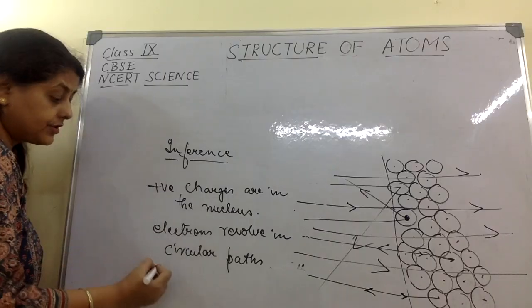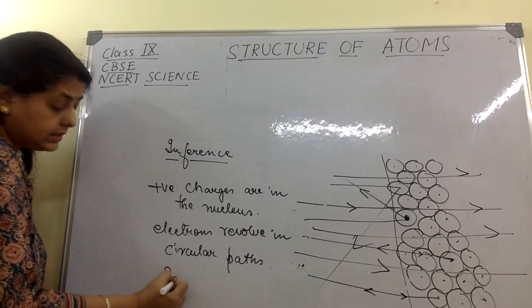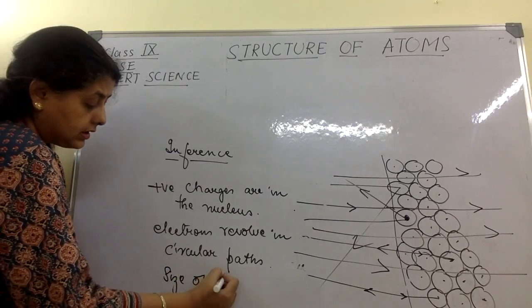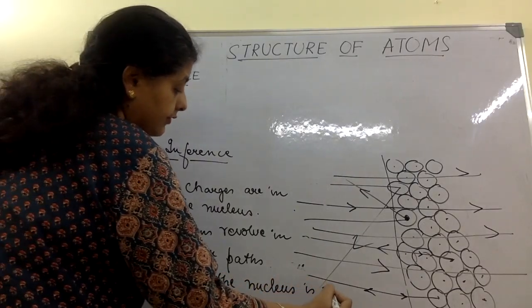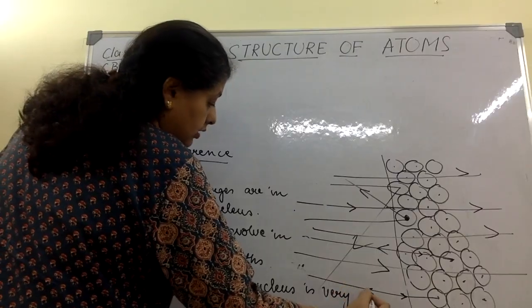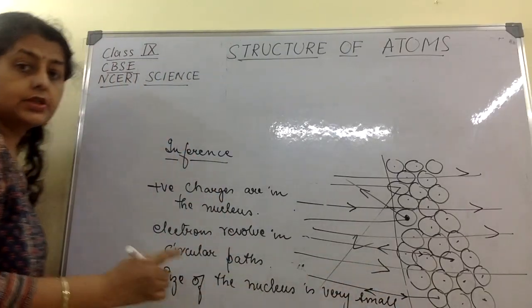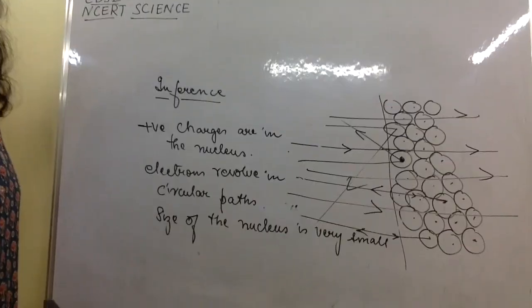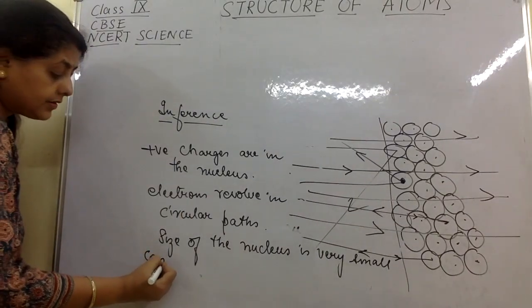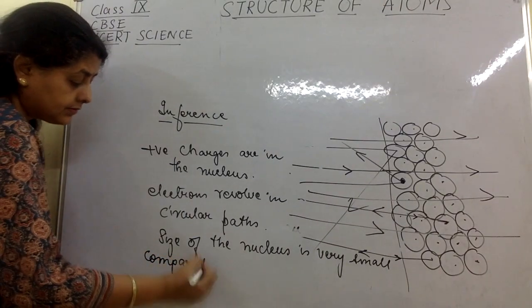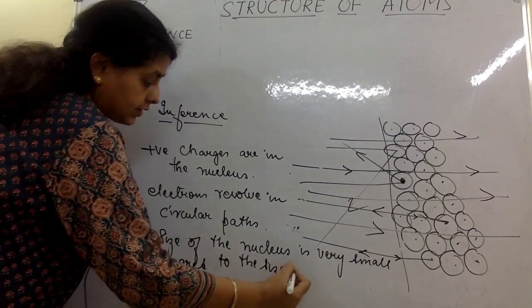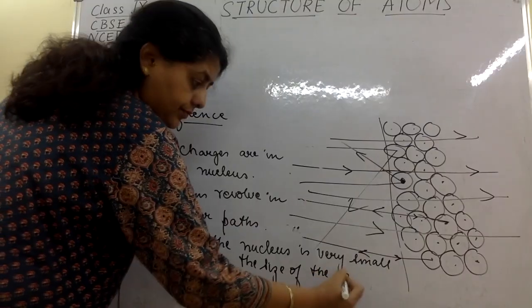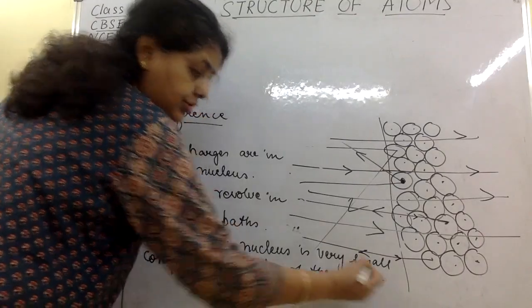Thirdly, his third inference was that the size of the nucleus is very small compared to the size of the atom. That is why so many passed through straight, right?